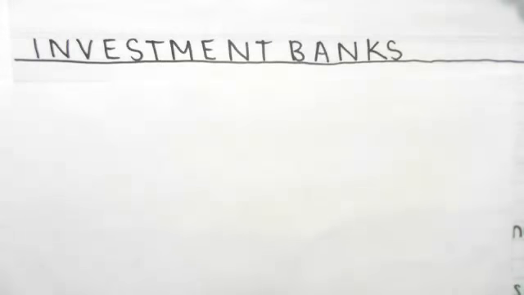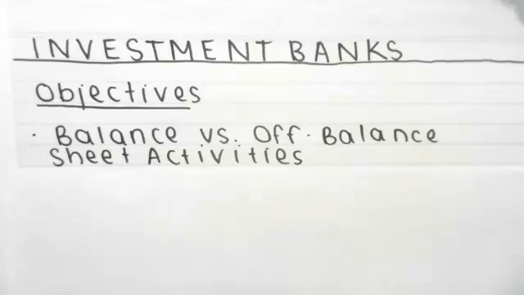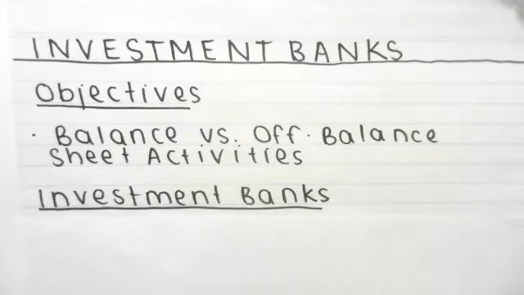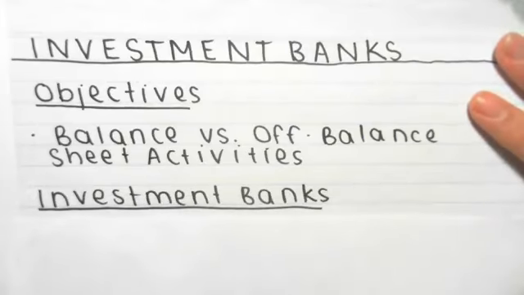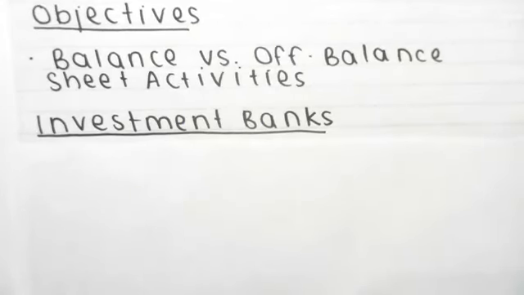So in this session we'll be taking a look at investment banks, and similar structure to that of commercial banks. We'll be looking at balance versus off-balance sheet activities for investment banks. So investment banks are sort of specialist providers of financial and advisory services to corporations, high net individuals and governments.